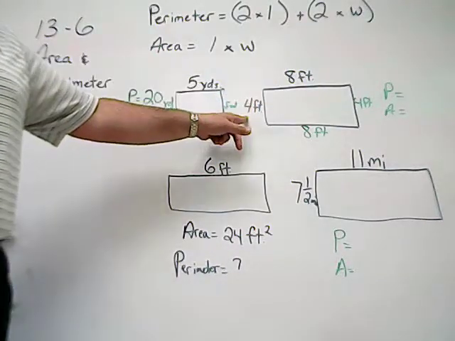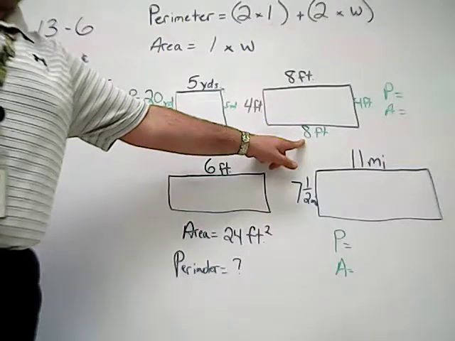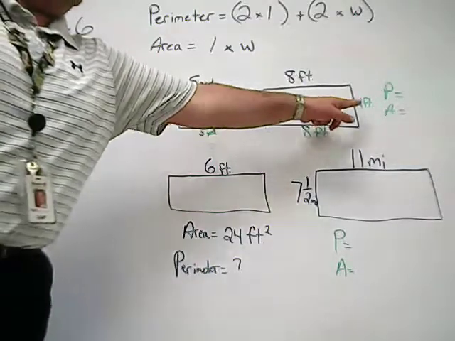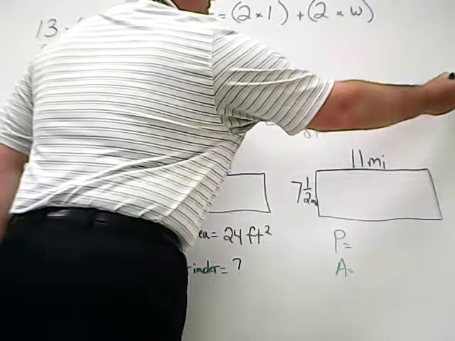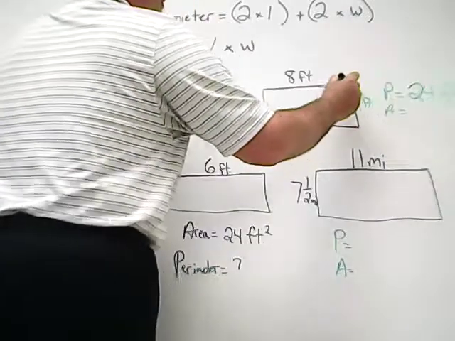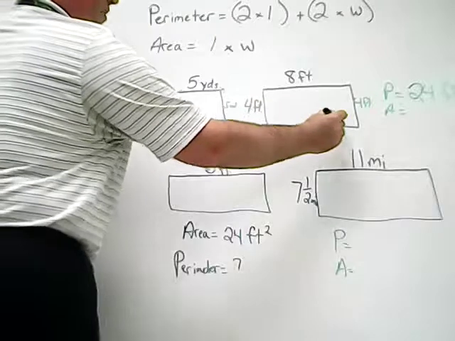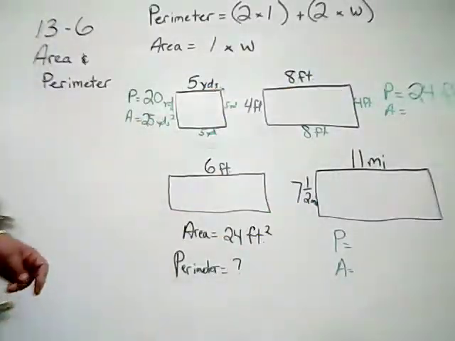8 plus 4 is 12. 12 plus 8 is 20. 20 plus 4, my perimeter is 24 feet. That means the distance around my rectangular object is 24 feet.